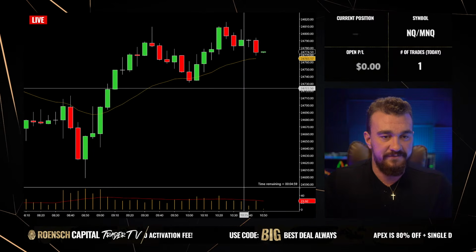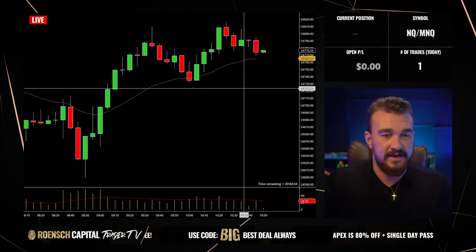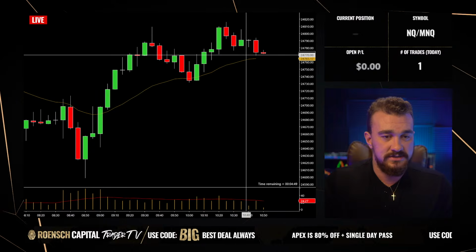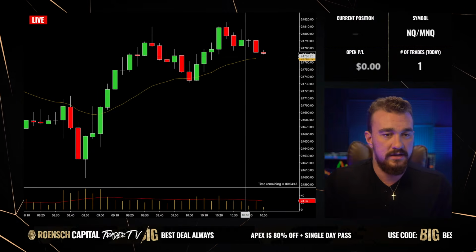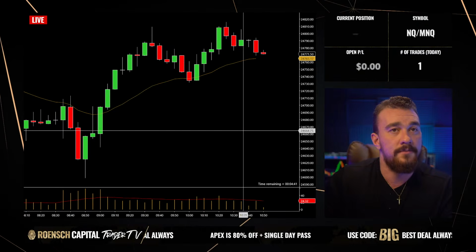Let's give this next bar 15 seconds. See if we can get a little pop lower. Ideally, take out the wick low of that previous bar, and I'll punch it. 5 seconds. All right, no trade. No trade. Just not there.